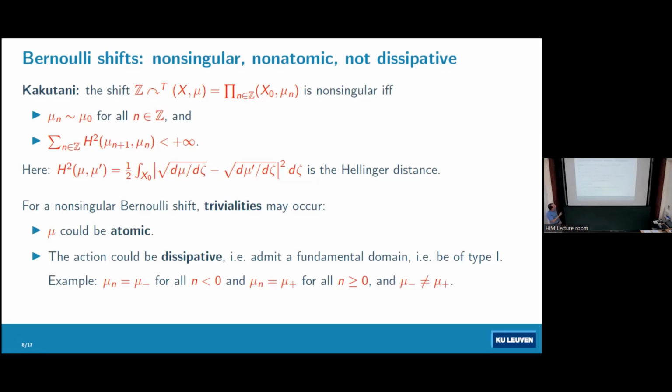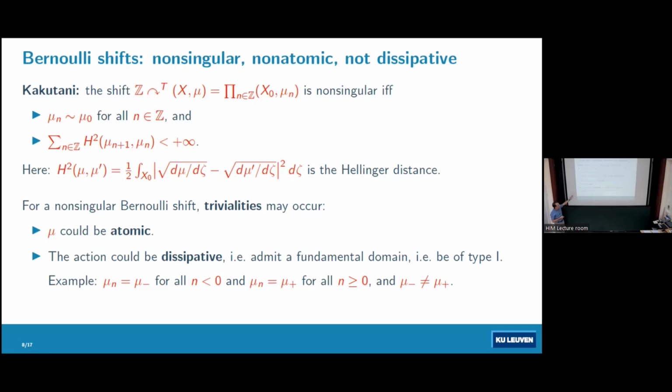Okay. Now, for a non-singular Bernoulli action, here are two trivialities that may occur. The measure could be atomic. That, of course, you can rule out by the obvious condition on the mu n. But then, and this is more tricky, the shift could be dissipative, which by definition for these essentially free actions means that there is a fundamental domain. So it may be of type 1, so having a fundamental domain that is just disjointly moved by the action. And for instance, that's an observation also of Hamachi.